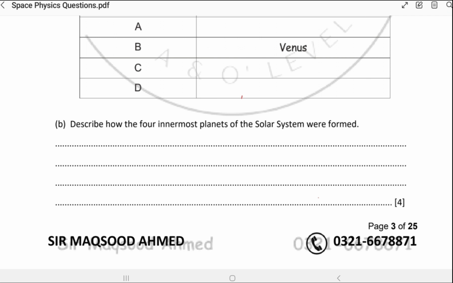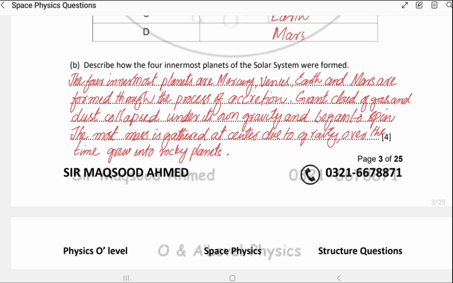Now we will write our answer like this. The 4 innermost planets, Mercury, Venus, Earth, and Mars, are formed through the process of accretion. Giant clouds of gases and dust collapsed under their own gravity and began to spin. The most mass gathered at the center due to gravitational force of attraction. And over time, this grew into rocky planets.